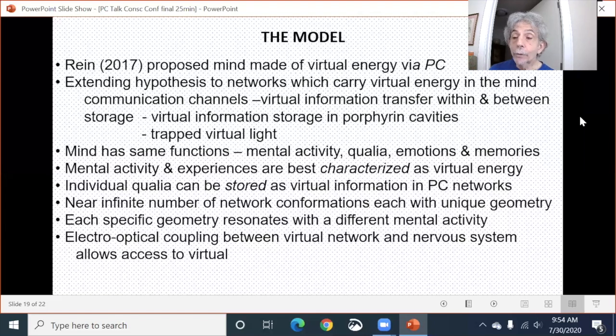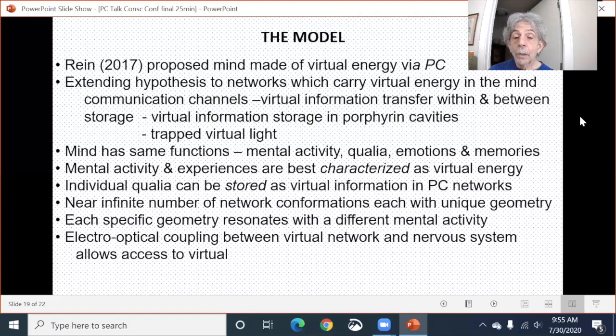So what we're proposing here is that these mental activities and experiences, in fact, can best be characterized as virtual energy in their makeup. This is a rather new concept. Furthermore, individual qualia can be stored in these networks as virtual energy in the way that we described information storage before. Now I'm just attributing the information as the source of the information is coming from these mental experiences and activities.